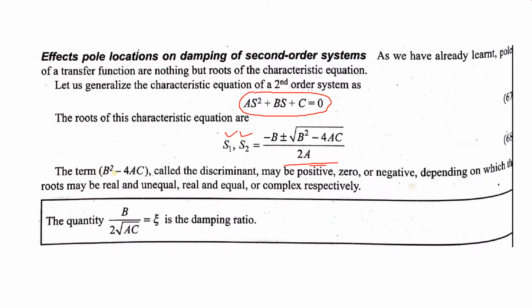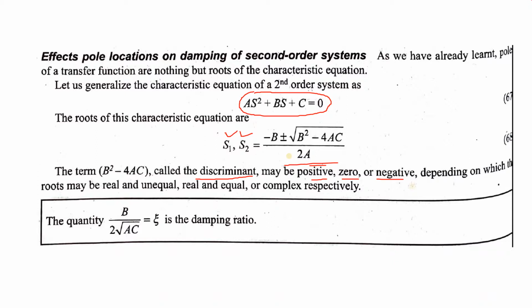Okay, so this is S1 and S2. This is the solution. Now the term b square minus 4ac is called the discriminant, and it can be positive, it can be 0, it can be negative. If it is 0, then S1 and S2 will be equal.